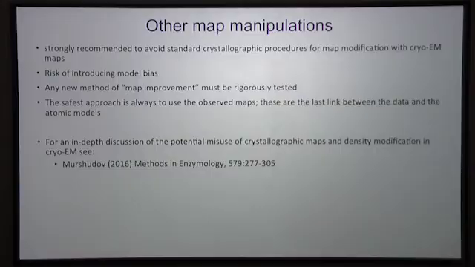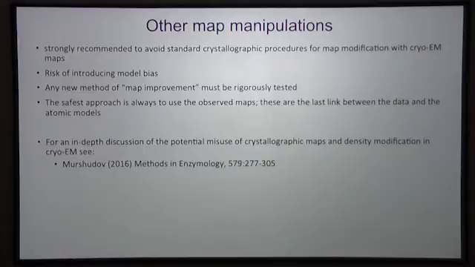And this is really a requirement necessary because of the way in which the phase information is generated. But these maps should not really be used for cryo-EM. There's a substantial risk of introducing model bias. And really, any new method of map improvement needs to be very rigorously tested to make sure it's not introducing model bias. And the safest approach is really to go back to the original maps. And Garib Murshidov at the LMB has written a paper in Methods in Enzymology, which discusses some of the potential misuse of crystallographic maps and techniques in cryo-EM.